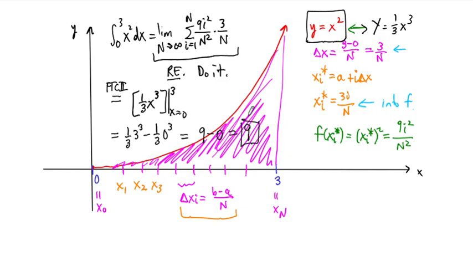So the area underneath this curve is just 9, and the FTC is just a couple lines of work. As far as the Riemann sum definition goes, you're going to do it, it's a lot more work. You will get the same answer, but it's a lot more work.